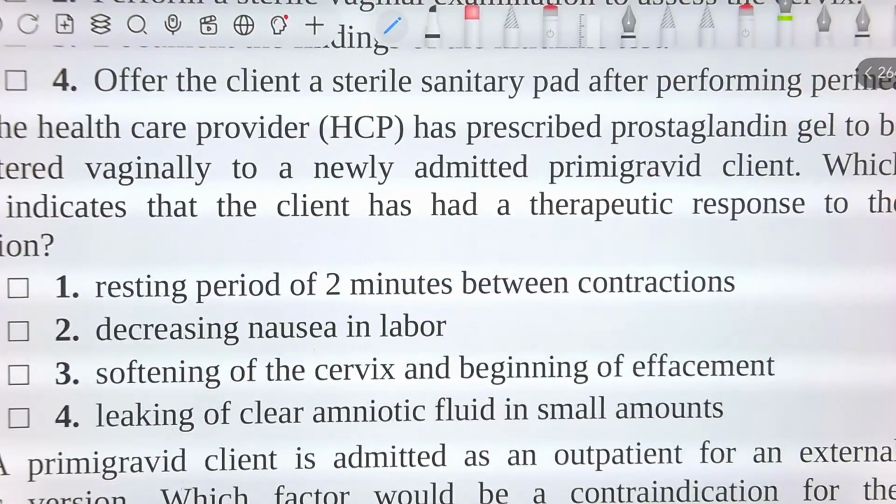Now let's read the next question. The HCP has prescribed prostaglandin gel to be administered vaginally to a newly admitted primary gravid client. Which finding indicates that the client has a therapeutic response to this medication? What are the therapeutic responses of prostaglandin gel? Read all the options. This gel is basically used for cervical ripening, so answer number 3 will be the correct. Softening of the cervix and beginning of effacement.